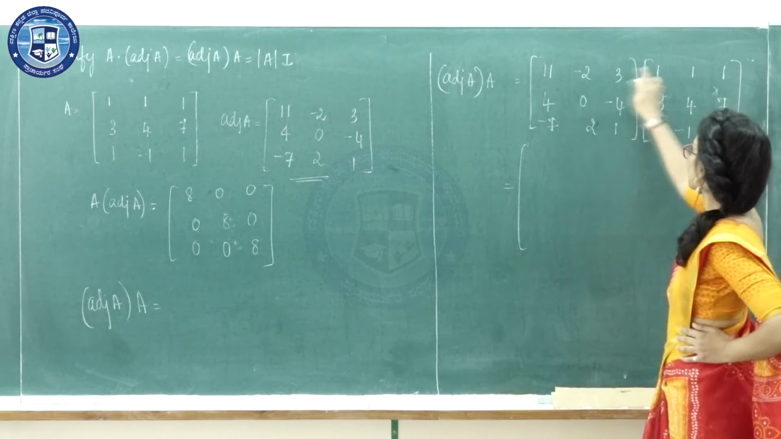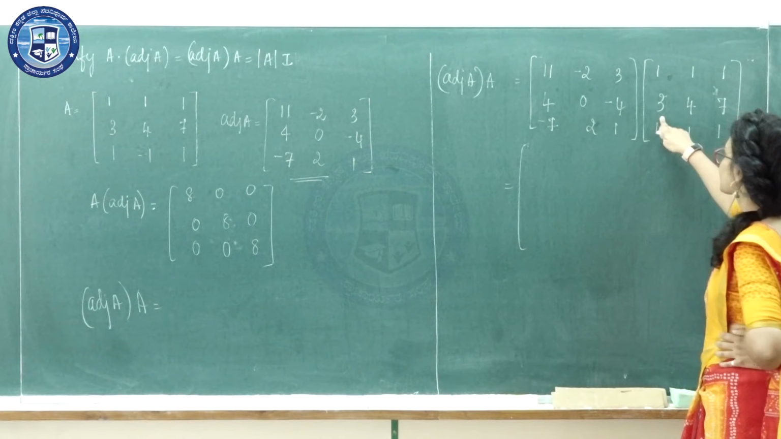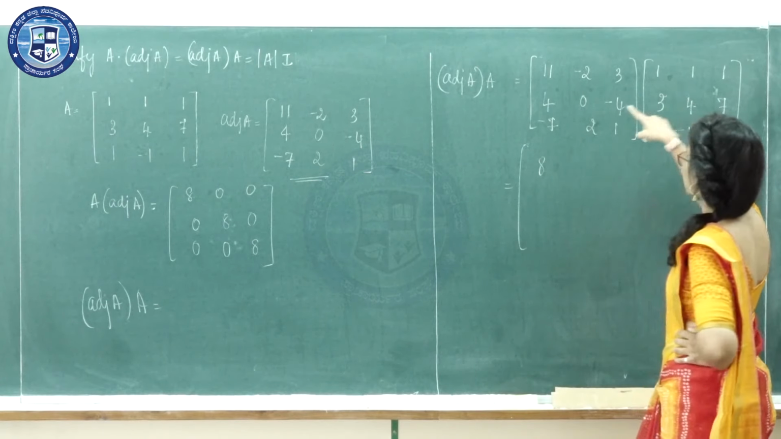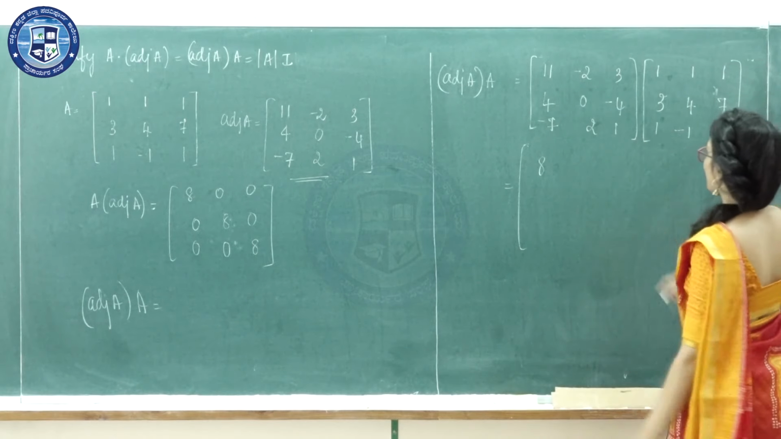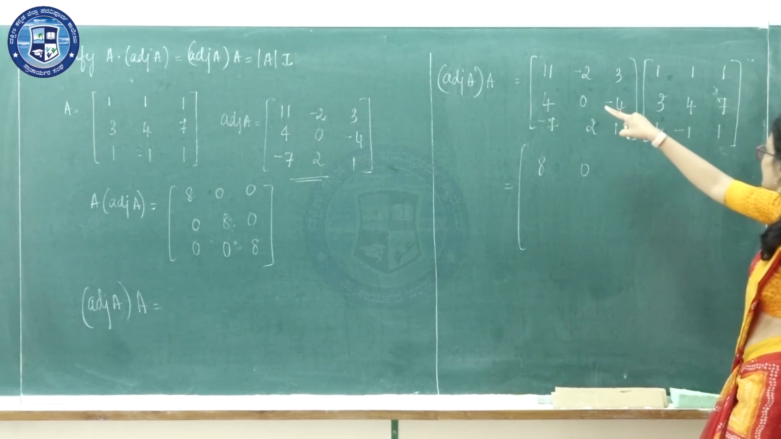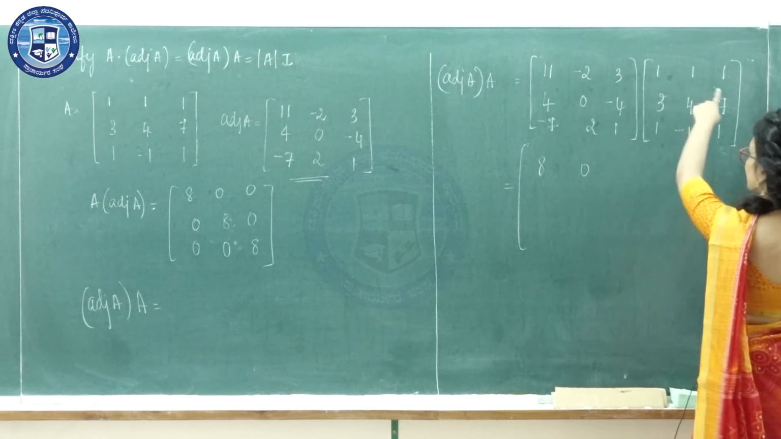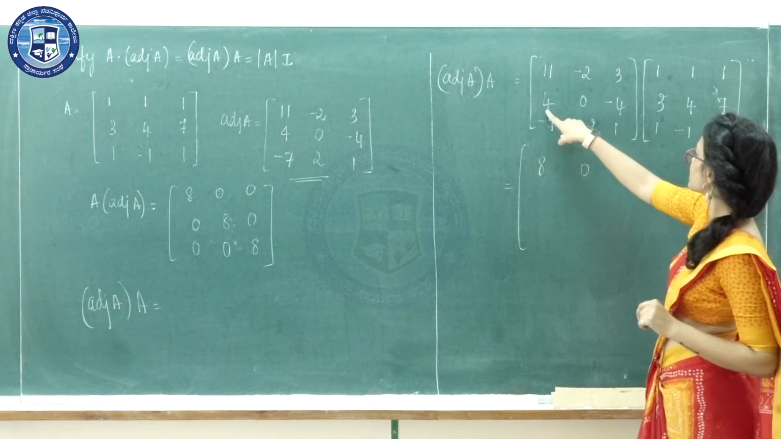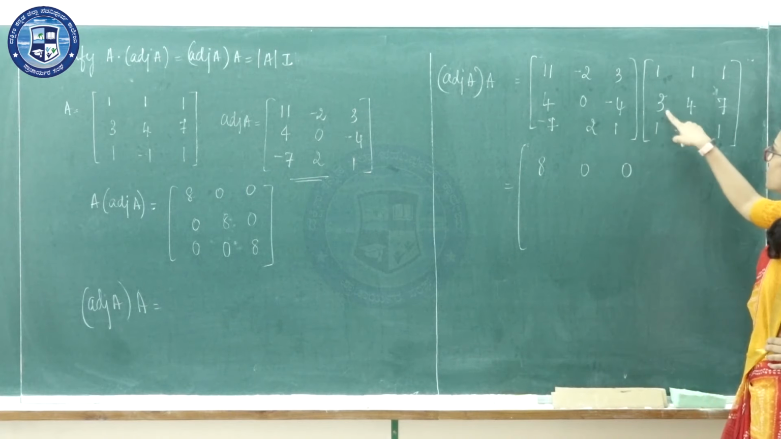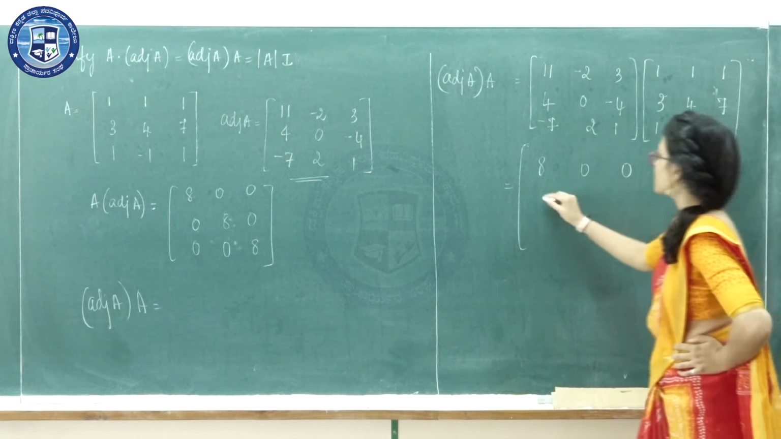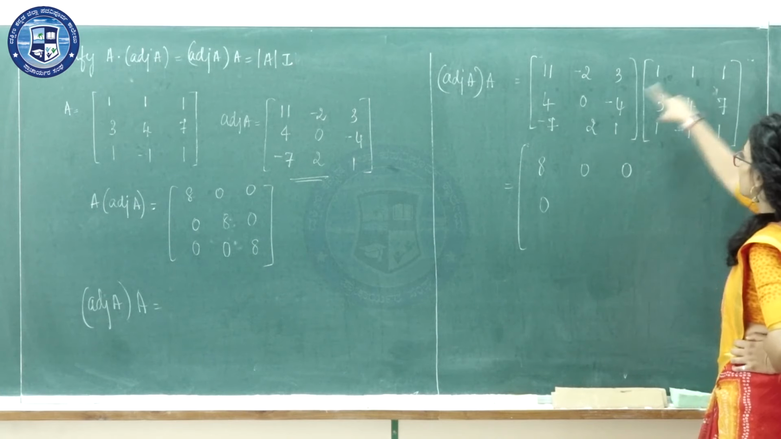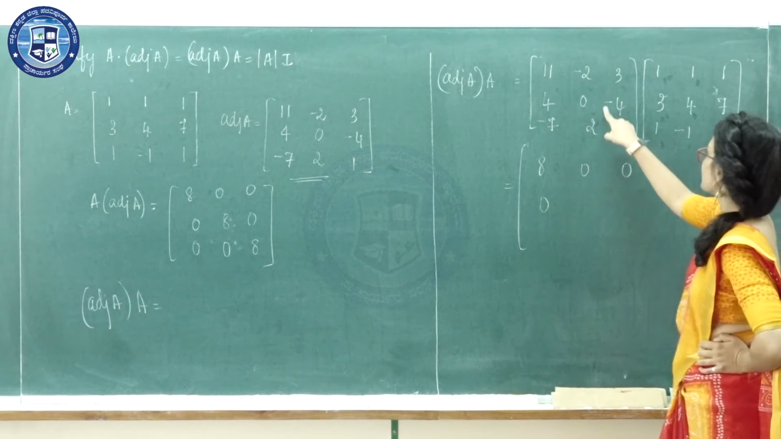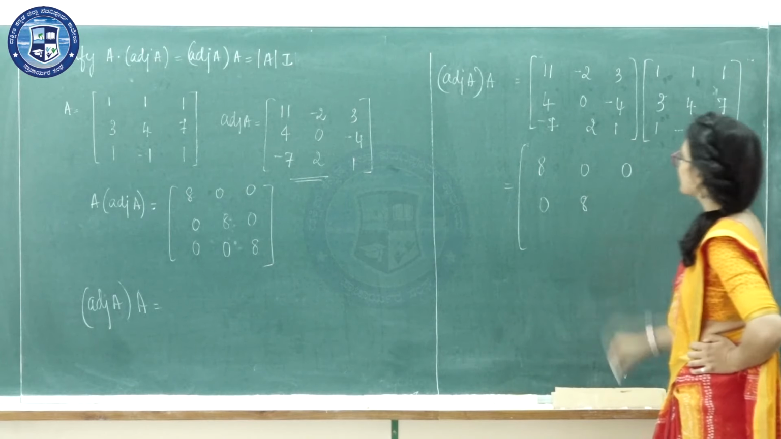We get 11 minus 6 plus 3 is 8. Next term, first row with the second column, we get 0. Next, first row with the third column, 11 minus 14 plus 3 is 0. Next, 4 into 1, 4 plus 0 minus 4 is 0. Next, 4 plus 0 plus 4. You get minus into minus is plus, so plus 8.